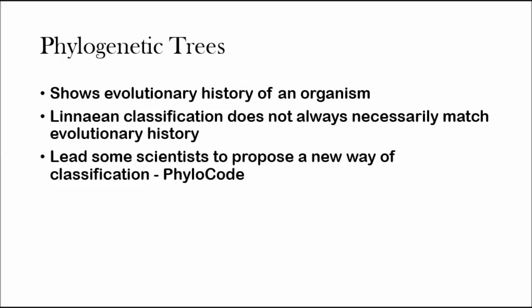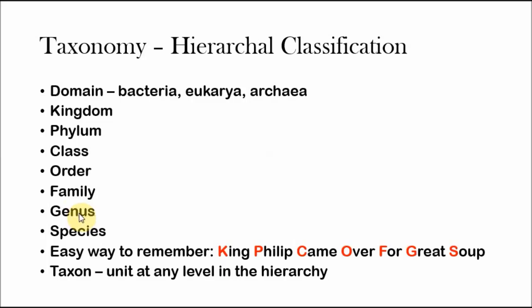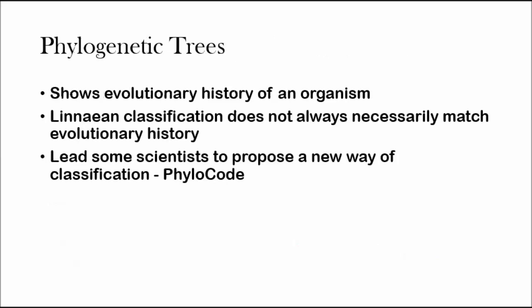It's important to know that Linnaean classification does not necessarily match evolutionary history. If you look at some organisms within a genus, that does not mean that they are necessarily related to each other through evolution. Sometimes they might be classified together just because of their similarities in how they appear. So scientists can't depend on Linnaean classification in order to see the relationships between organisms. Some scientists have proposed a new way of classifying organisms through a system called PhyloCode, but this is not very common. Scientists still use Linnaean classification for the most part, and in addition have these phylogenetic trees.